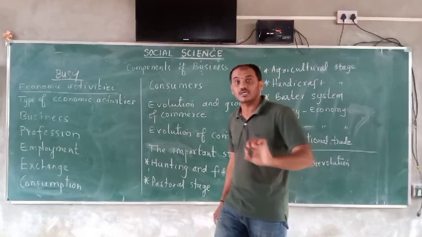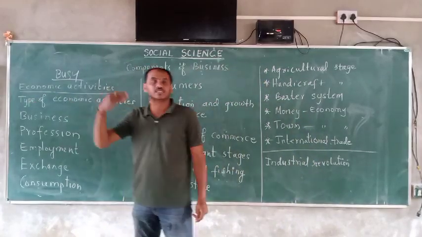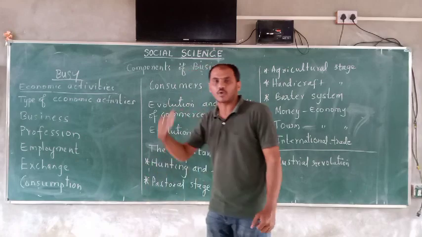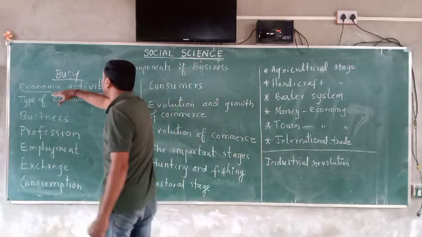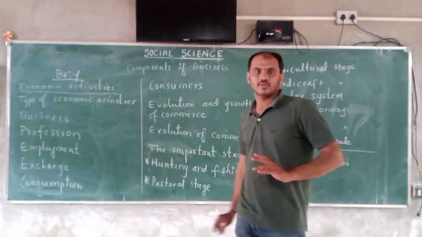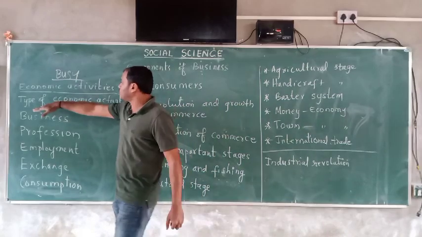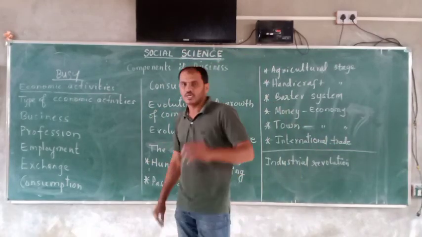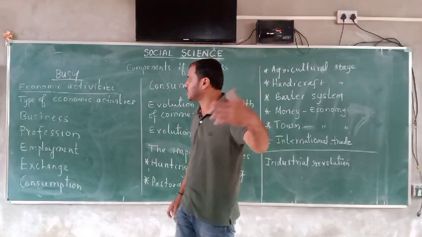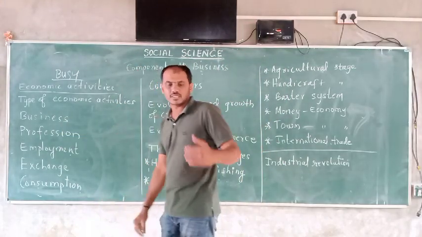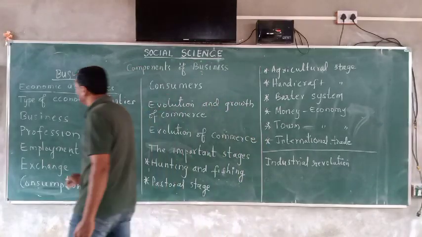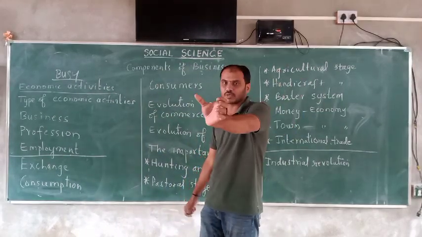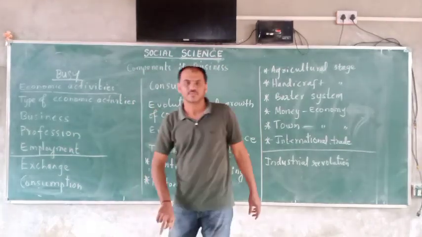The activities which are concerned with the production and exchange of goods and services are called economic activities. Economic activities are broadly classified into three types: business, profession, employment. So there are three types of economic activities. A question may come for 1 mark: name the three types of economic activities: business, profession, employment.